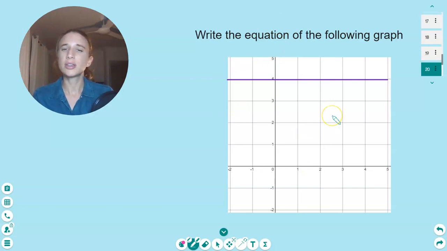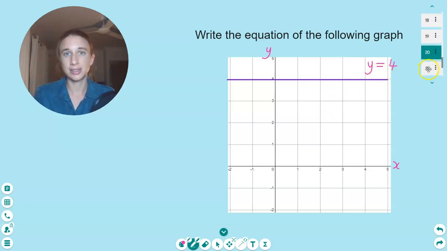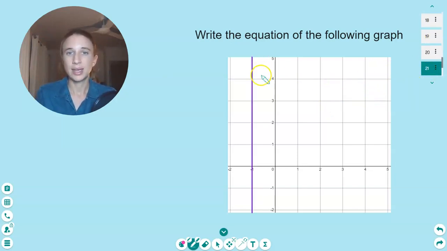What's the equation of this graph? So this is the x-axis, this is the y-axis. It's cutting the y-axis. It's y equals 4. The graph of y equals 4 looks like an x-axis. And what about this one? Write the equation of the following graph.